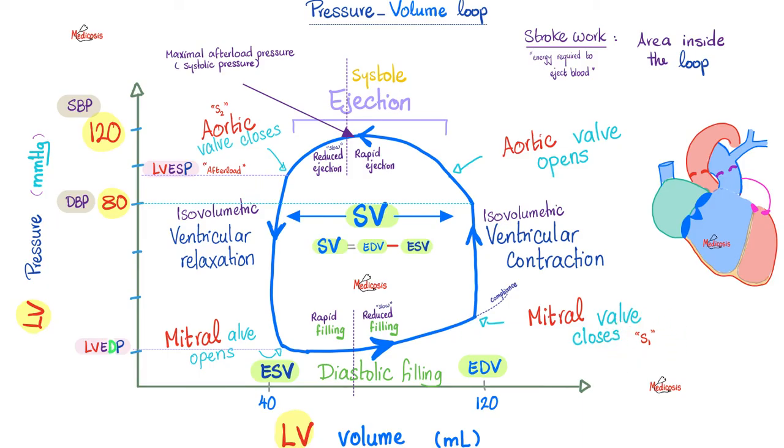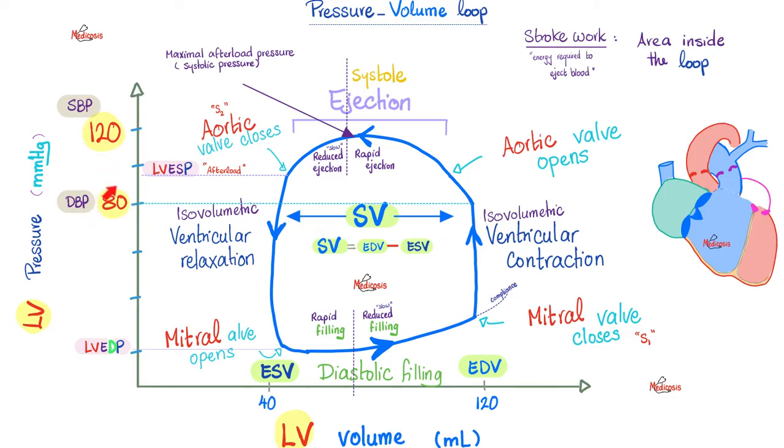What's the highest volume ever in your left ventricle? It's the end diastolic volume. And what's the lowest volume? It's the end systolic volume. And what's the difference between them? It's called the stroke volume. Example, if my end diastolic volume is 120 ml and the end systolic volume is 40 ml, can you calculate the stroke volume, please? It's 80 ml. 120 minus 40 equals 80. So the distance between this point and this point is literally the stroke volume.